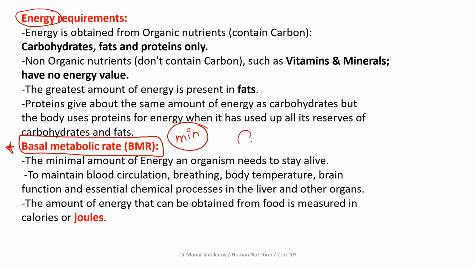You know, when you're sleeping, you are not exercising. You're still burning energy, even though you're just sleeping. This is the least amount of energy that an organism needs to stay alive, to breathe. We want this basal metabolic rate to maintain the circulation of blood, to breathe, to keep the body temperature constant, to keep the brain functioning, okay? And other chemical processes in the body, such as respiration. Fine. Now, the basal metabolic rate is different in females than in males.